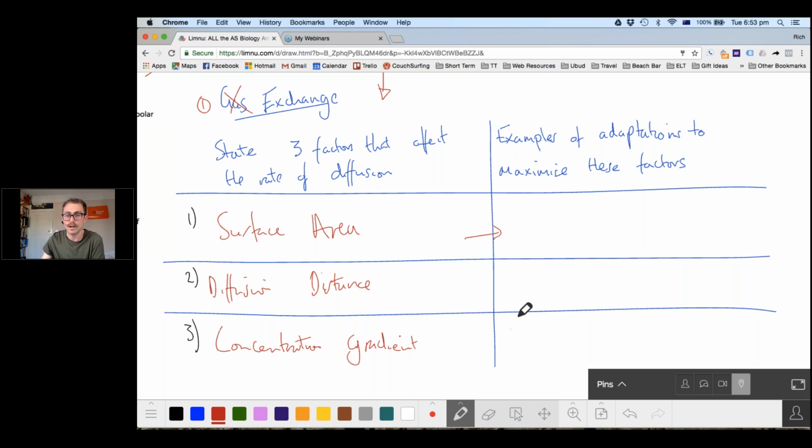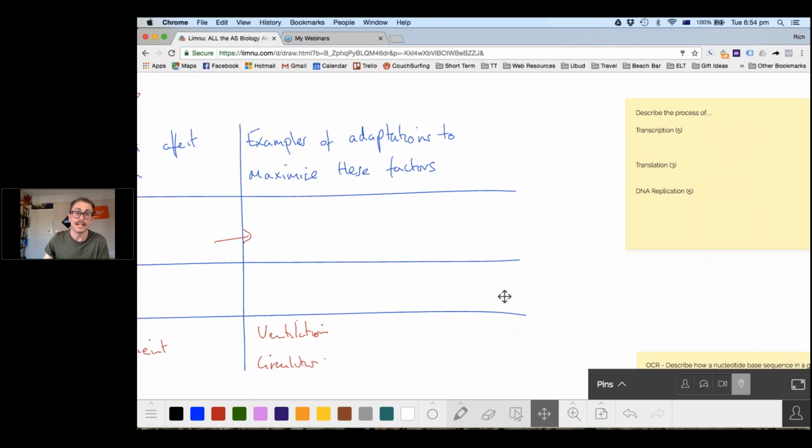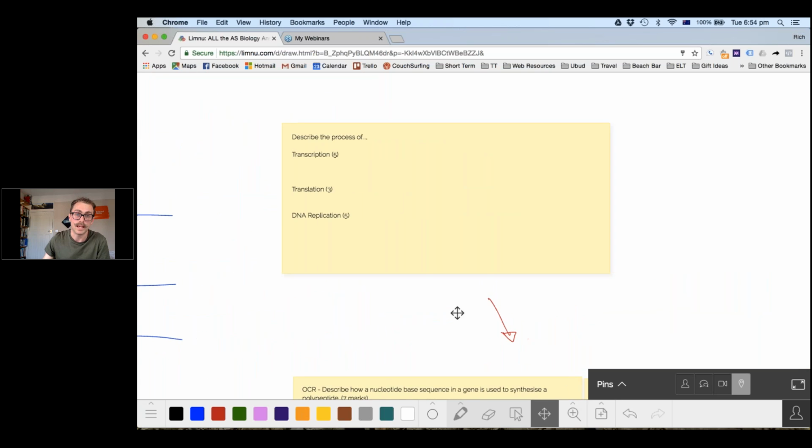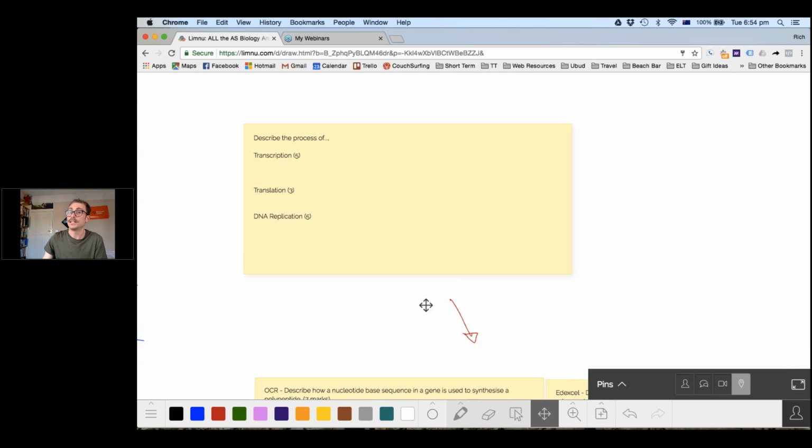And then they're often looking for you to link it to one of these. Concentration gradient, this is going to be ventilation, which means moving the air generally around, and circulation, moving the liquid around, which is generally going to be blood. And obviously that removes the air that's, let's say, low in oxygen and replaces it with air that's high in oxygen to maintain a steep concentration gradient. And the blood circulation is going to remove the blood that's high in oxygen and replace it with blood that's low in oxygen. So again, you maintain a steep concentration gradient.